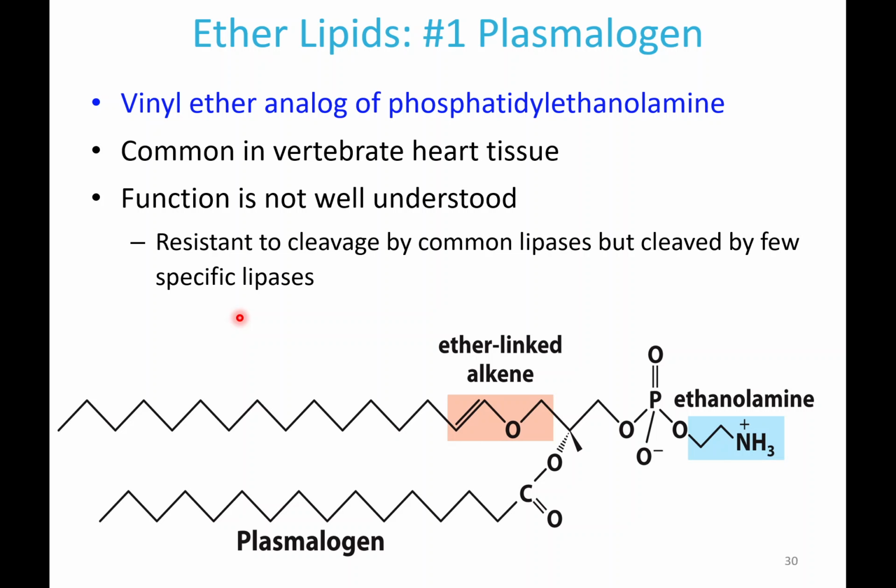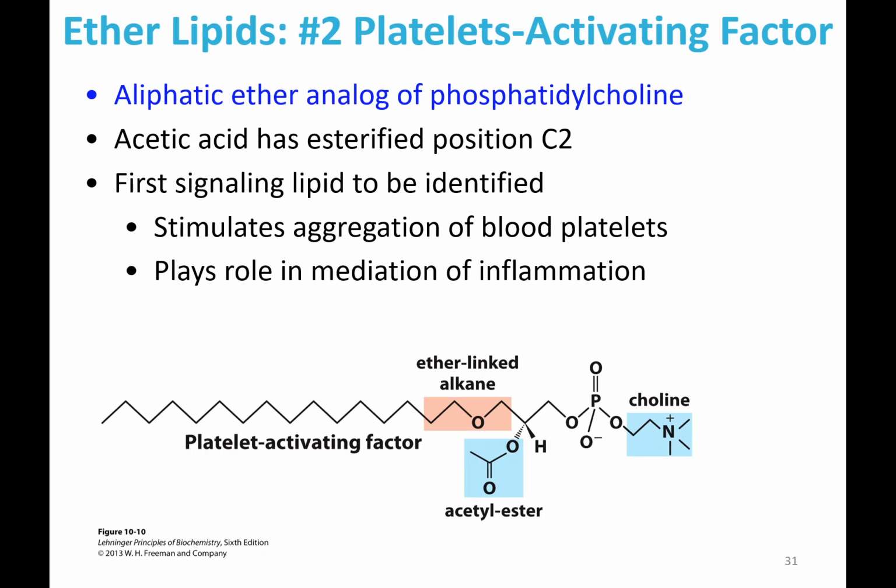Okay, so that's plasmalogen. How would you know that's plasmalogen? Well, it has the ethanolamine head group, and there's this ether linkage at carbon 1 with a double bond close by. Okay, so that's how you'd be able to pick that one out. Okay, the second ether lipid is something known as the platelet activating factor. Okay, what's different about this one? Well, it has choline here as the head group. Again at carbon 1 there's an ether linkage, but this time there's no double bond, so it's an alkane. And then at carbon 2, now we have an acetyl group.